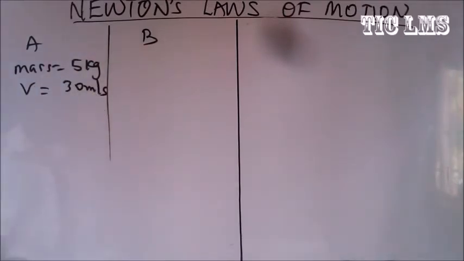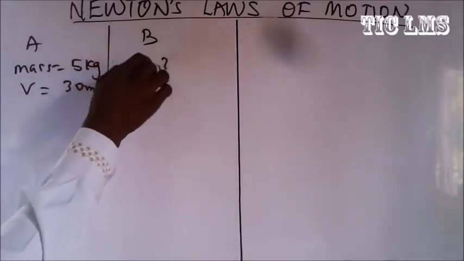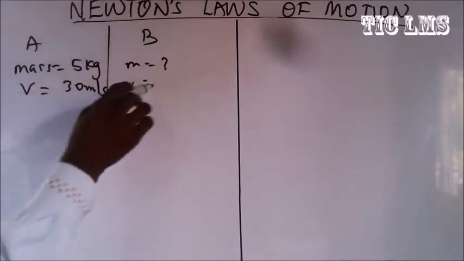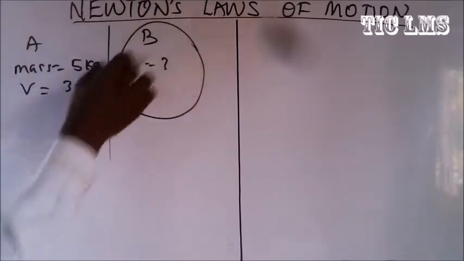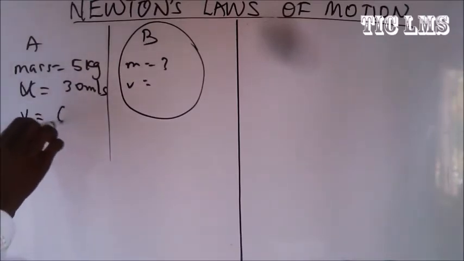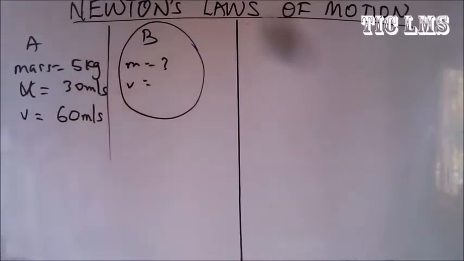Then we have a second body which we're not given the mass, and then we're told that it changed the speed of the former body to 60. So here we're not given the initial mass and the initial velocity of the second body, but we're told that this first body has an initial velocity u of 30 meters per second, and then the final velocity became 60 meters per second after it was hit by a second body moving in the same direction.